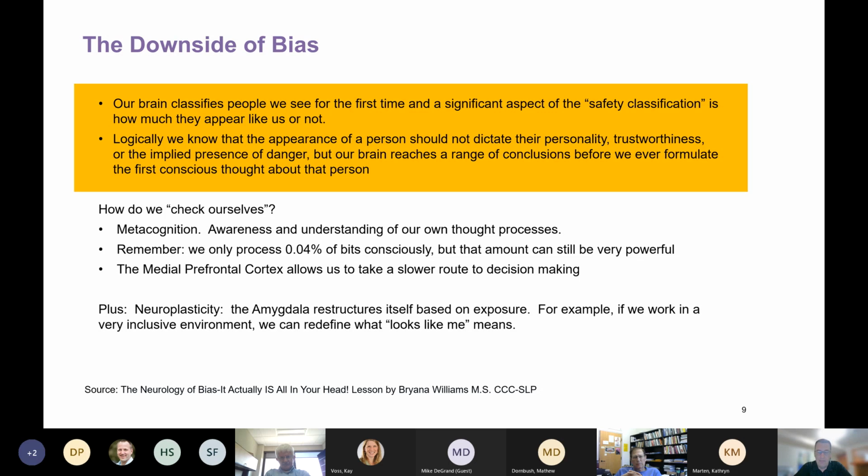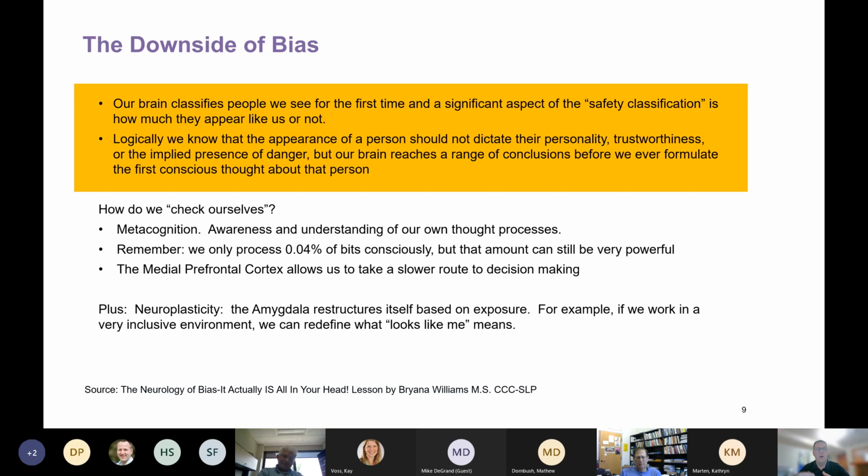And logically, we should know that the mere appearance of a person, whether they look like us or not, should not dictate their personality, their trustworthiness, any level of danger that comes from them. But our brain operates differently. There's a lot of studies that show that people make very quick decisions based on how much something is like them, is familiar versus unfamiliar. It's almost back to that tribal, it doesn't look like me, it doesn't smell like me, it's dangerous. Whereas if it does look like me and smell like me, then it's probably safe.